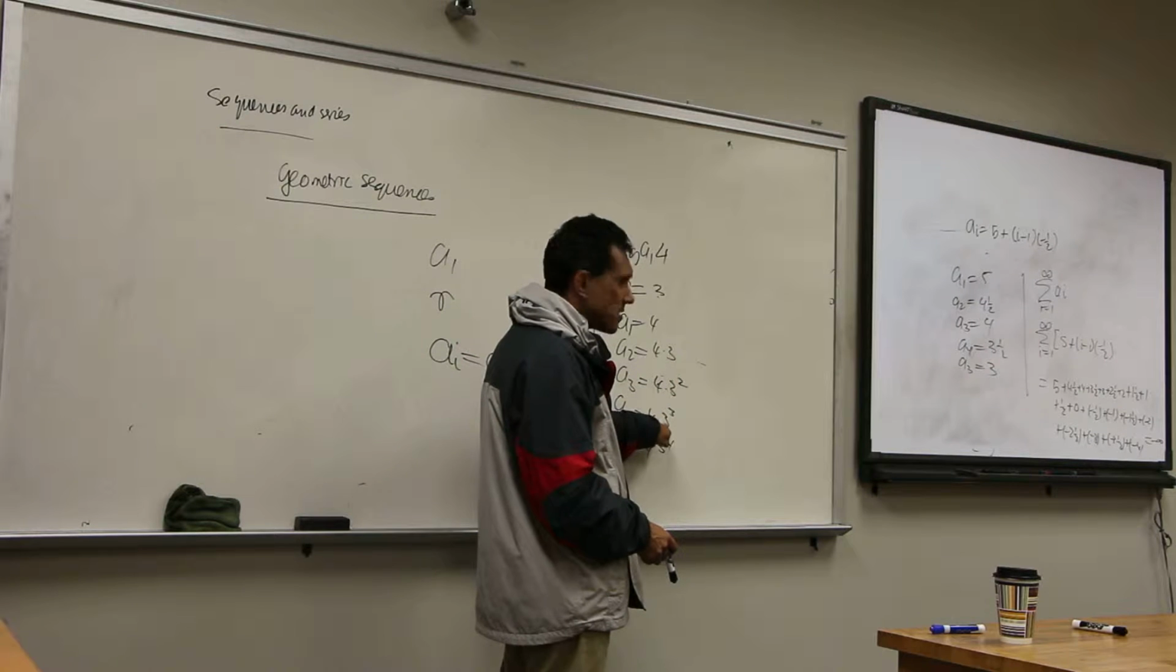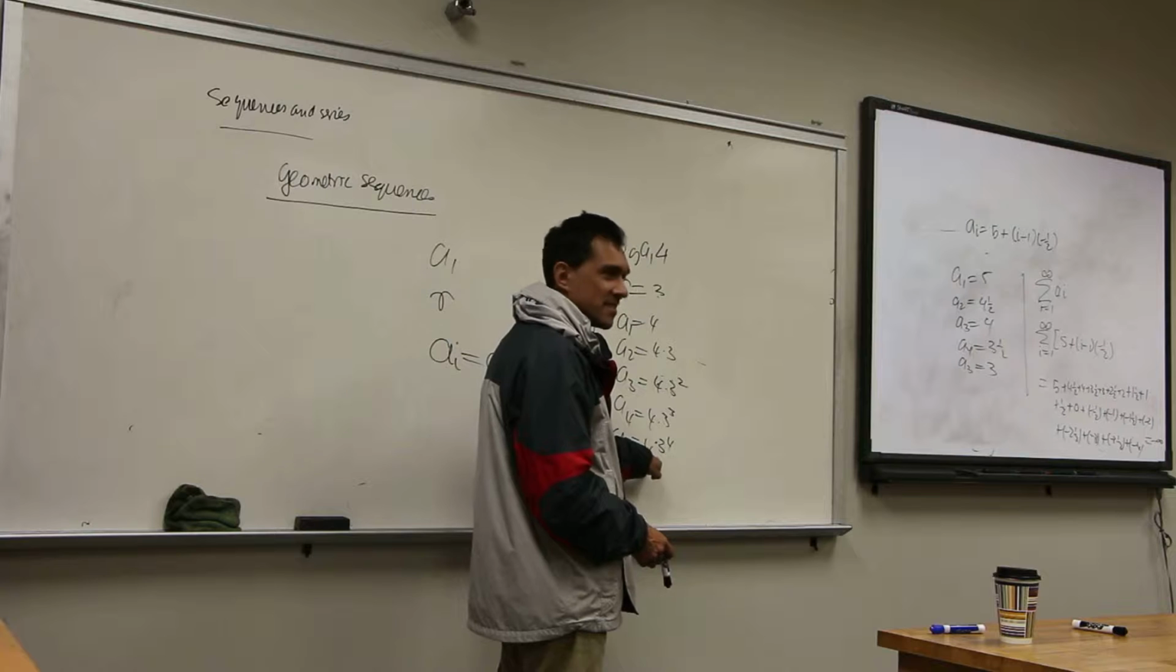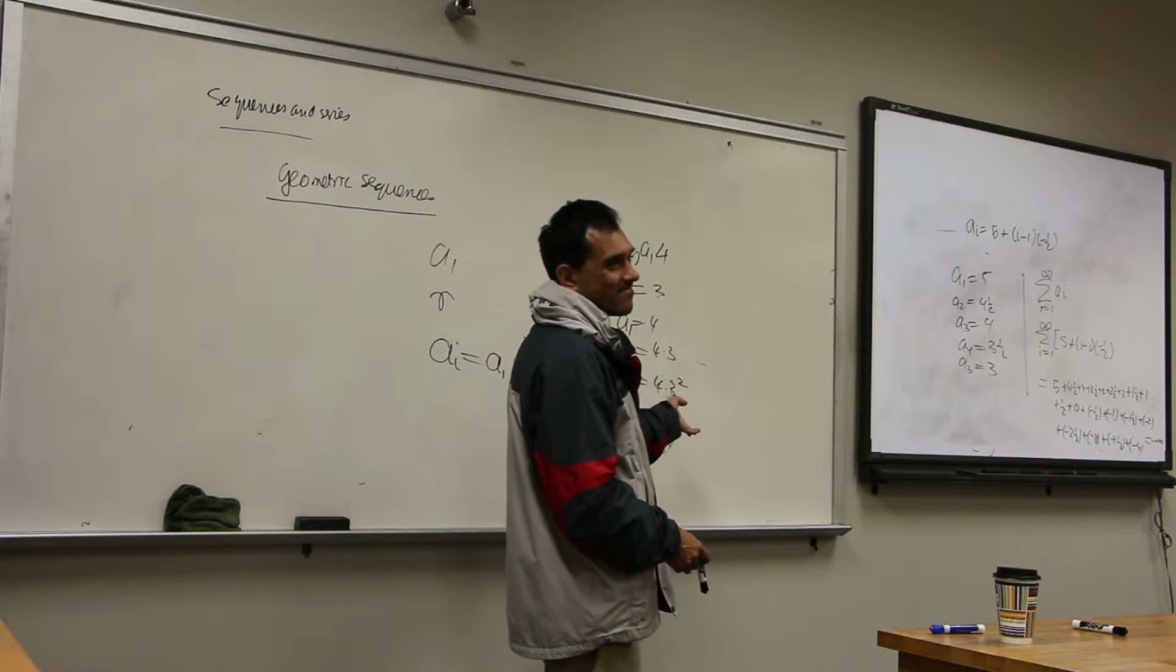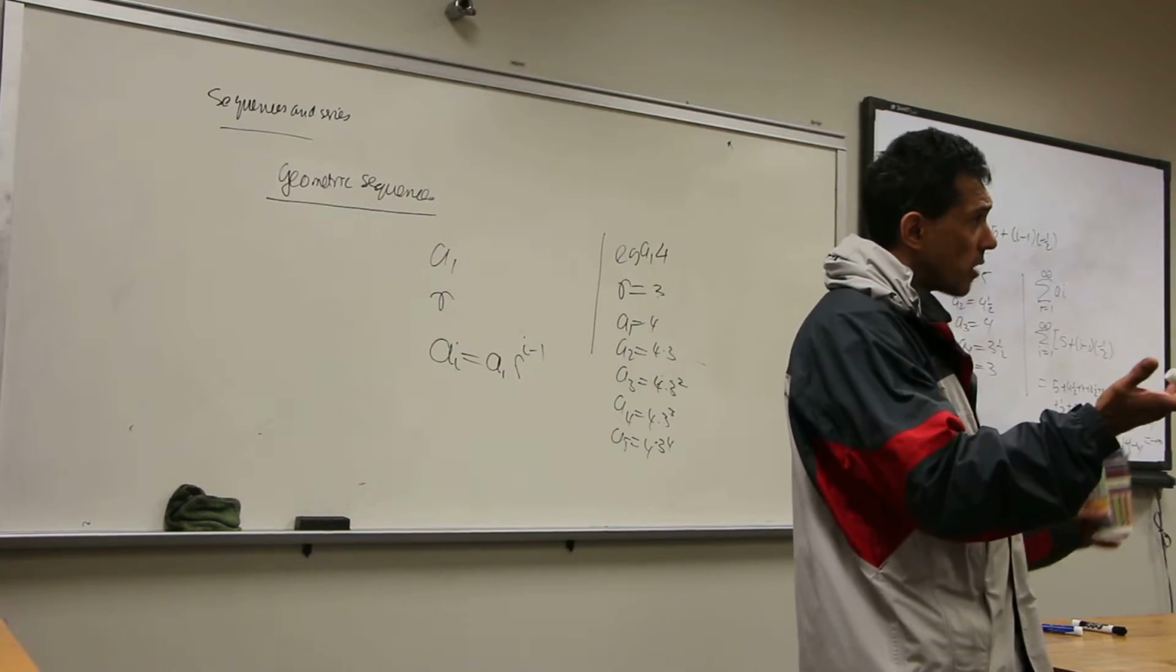And this one is 3 times that one. And this one is 3 times that one. That's what it means to be having a common ratio.